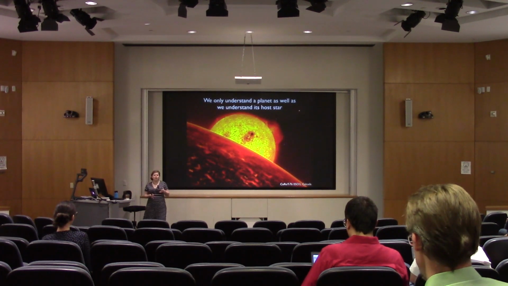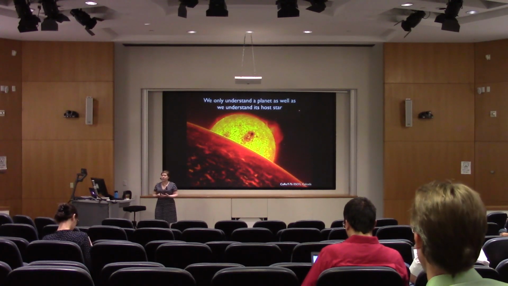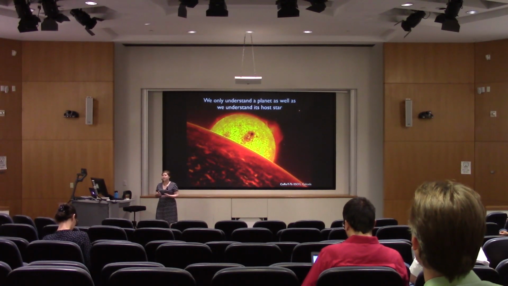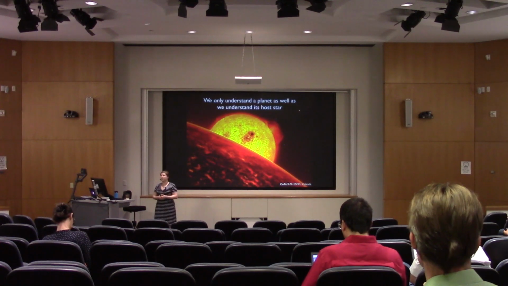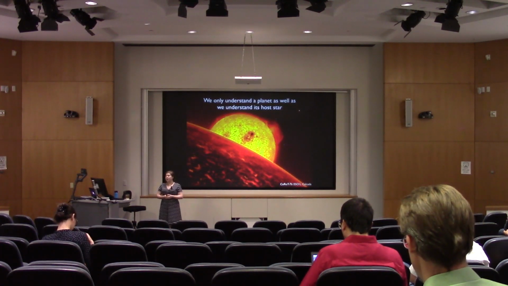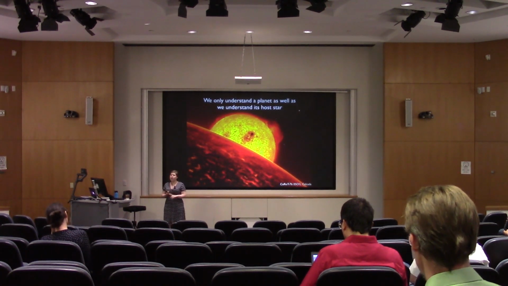The reason why we should care about rotational evolution at all is because of trying to understand planets. We only understand any planet as well as we understand its host star. We're used to thinking about this in terms of things like the radius of the planet, because that depends on how well we can determine the radius of the star. But it also comes down to things like how much high energy radiation the planet is receiving, which is tied to its rotation, or how old it is.